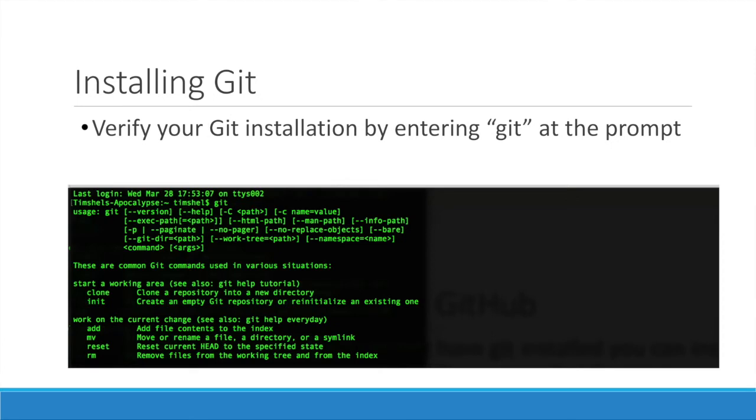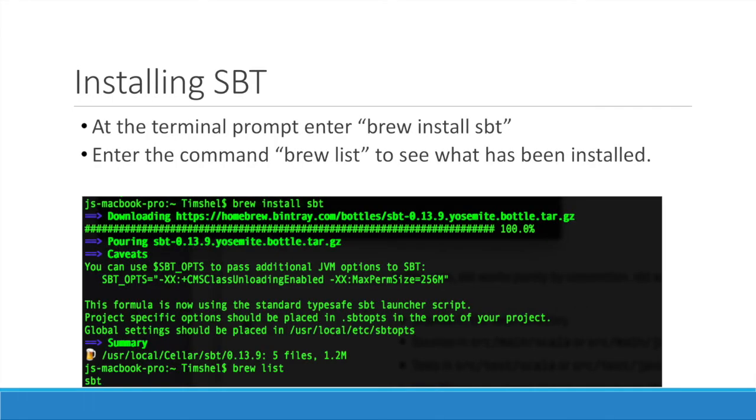Next, let's verify our Git installation. We can do this by typing git at the command prompt. A list of options for using Git should be displayed, as in the example below. If your output is different, please go back and review your Git installation, as we will need it in the future. Our final prerequisite is the installation of SBT.